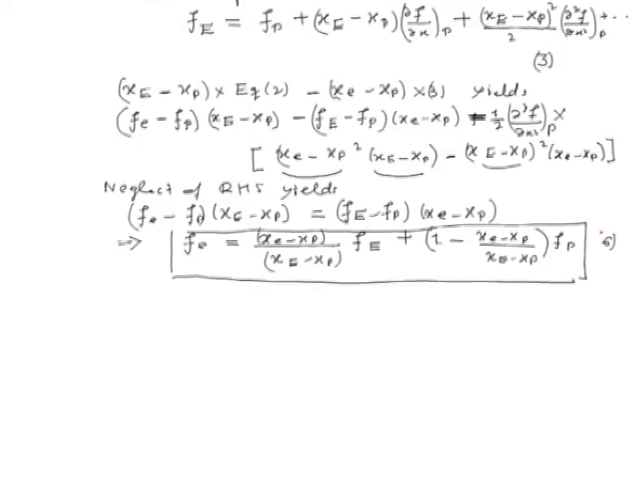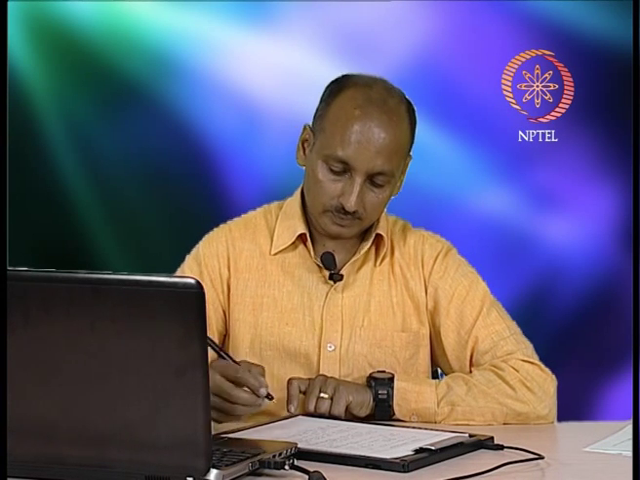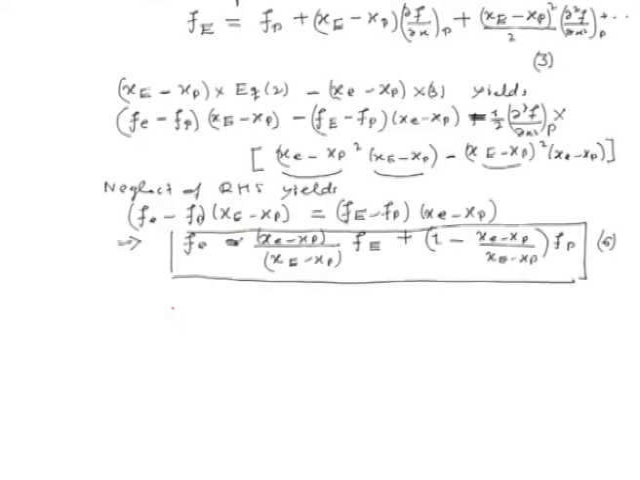Okay, so now if you compare equation 6 with equation 1, these two are identical. And what is the error made in approximation? The error is what we have neglected. So, let us call it epsilon tau. This is of the order of (xE minus xP) whole square.